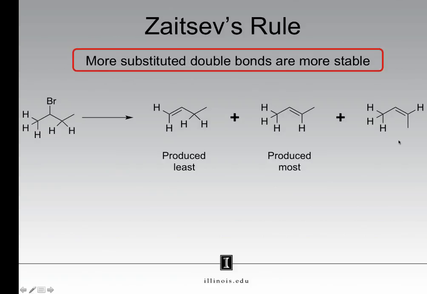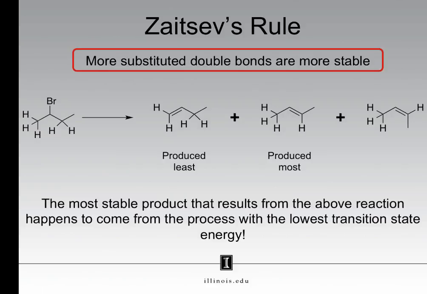Why is it that in organic chemistry we teach you this rule? This is because there's no way for you to look at a compound and say, yeah, the transition state that leads to this compound will be lower in energy. Fortunately for us, in most cases, for an elimination reaction, the most stable product happens to result from the transition state that is lowest in energy.